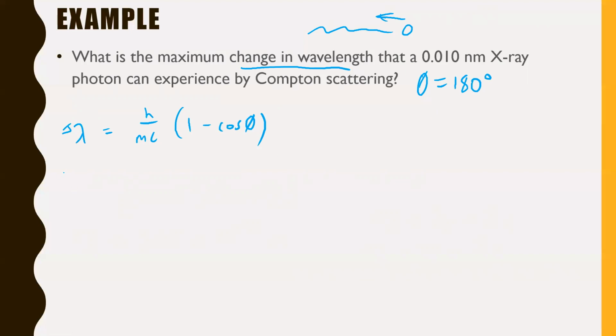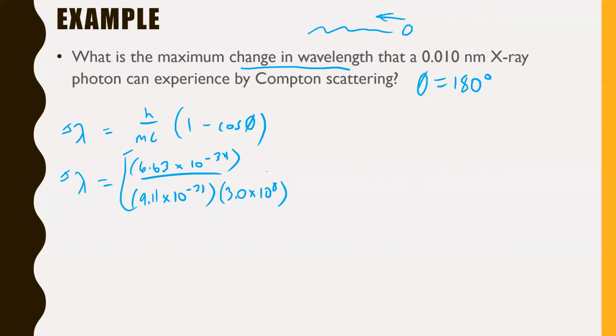Let's just throw all that in there all in one go. Delta lambda is equal to 6.63 times 10 to the negative 34 over 9.11 times 10 to the negative 31 times 3.0 times 10 to the 8. Put that in square brackets so I know I do that first. Times 1 minus cosine 180. This is going to give me delta lambda is equal to, just 2 sig digs, I guess, right here.